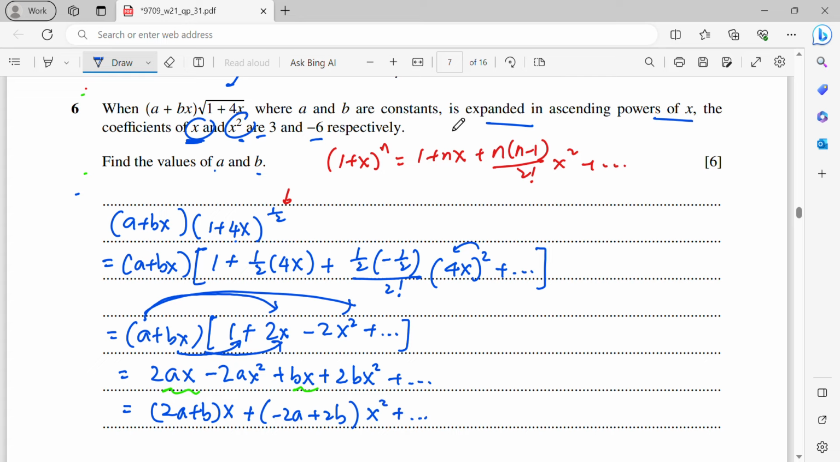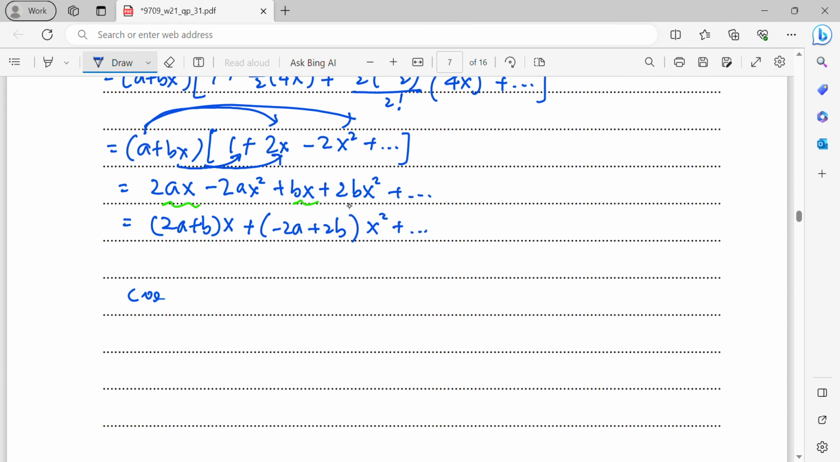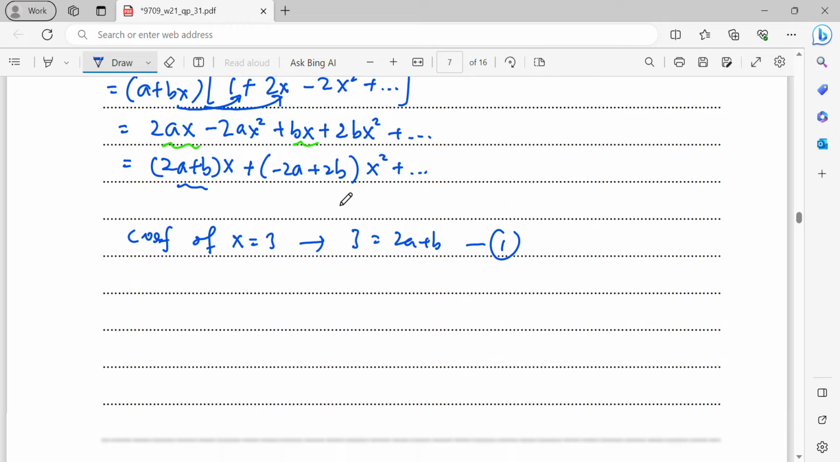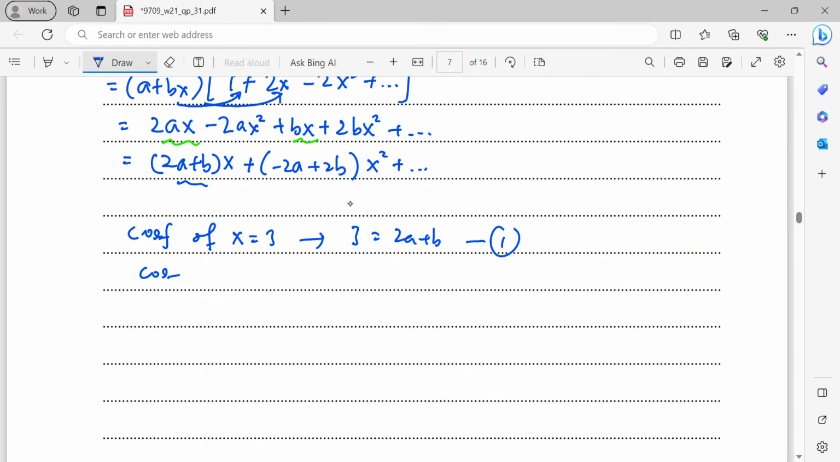Okay, then now the coefficient for x is 3. So coefficient of x is 3. That means 3 equals to 2a plus b. That is my first equation. Okay, and then the coefficient for x squared is minus 6 in the question. So coefficient of x squared is minus 6, which means minus 6 is minus 2a plus 2b, which is from here. This is my second equation.